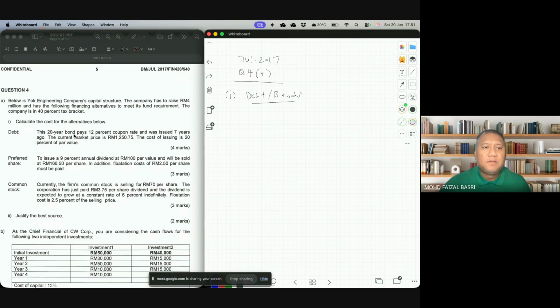So, for the bond, it has 20 years, so that's our N. N is 20. They're going to pay 12% coupon, so our coupon payment is based on 12%. And this 12%, remember, we multiply with the par value. So 12% times 1,000 is 120. It was issued 7 years ago.